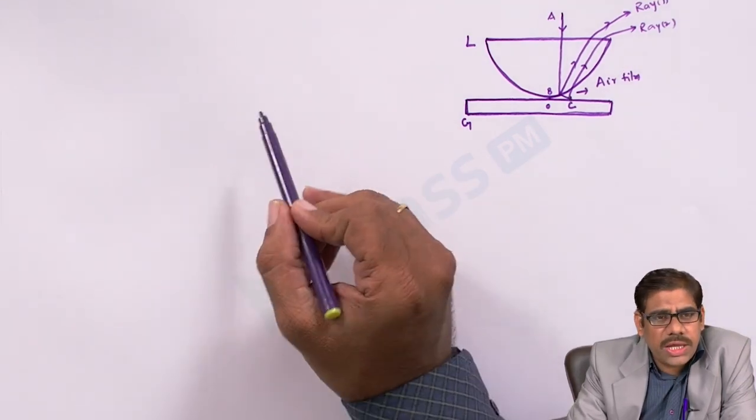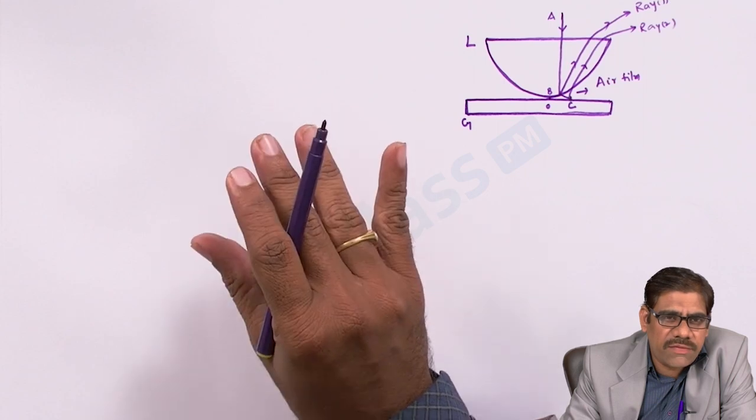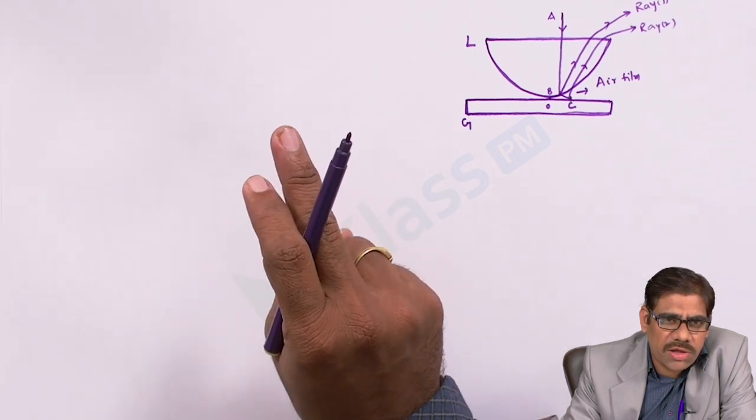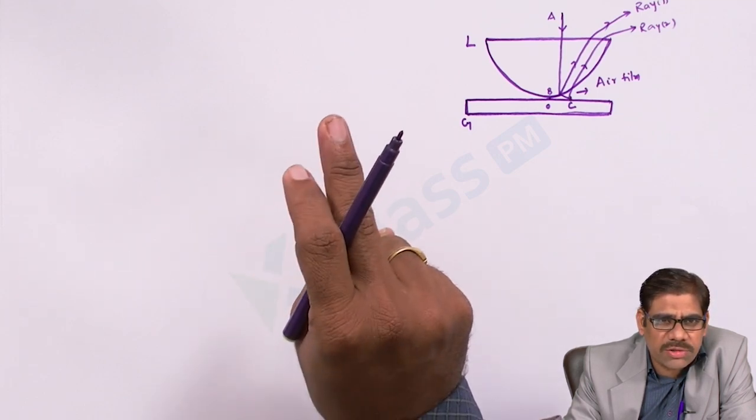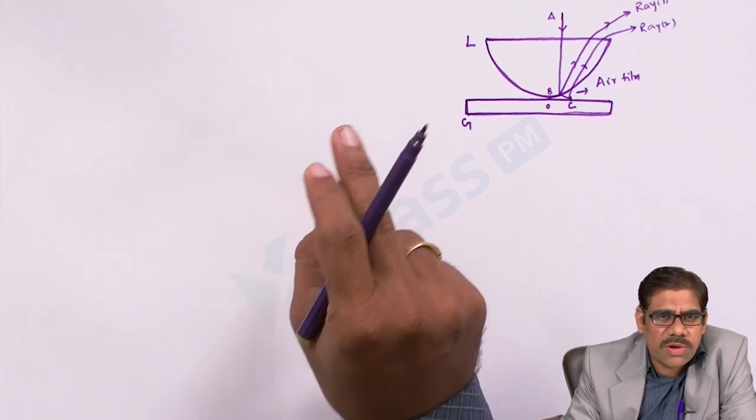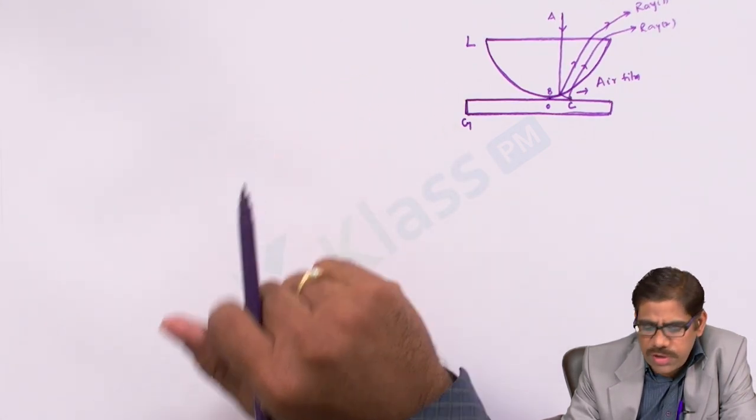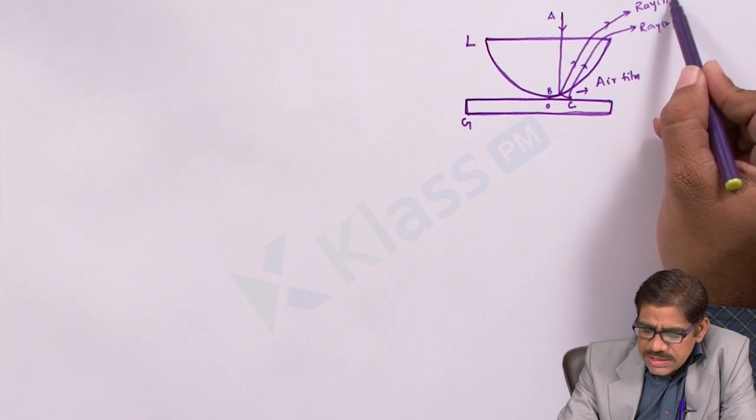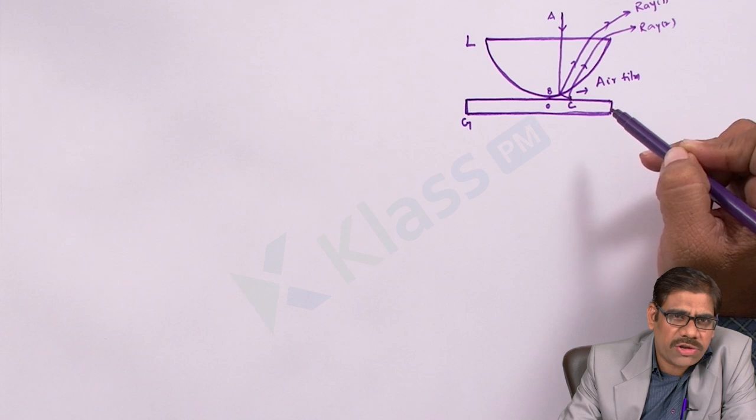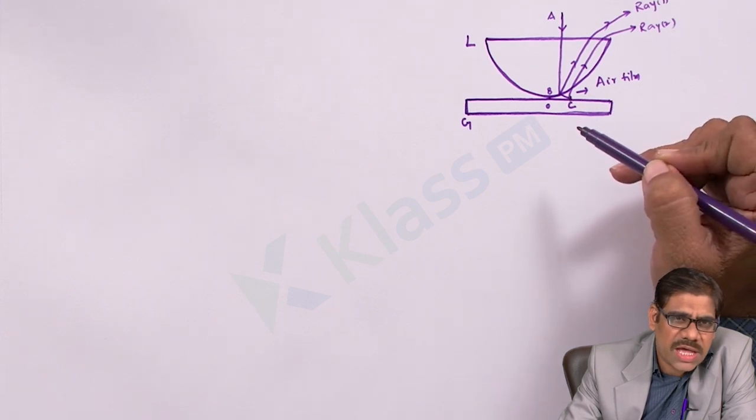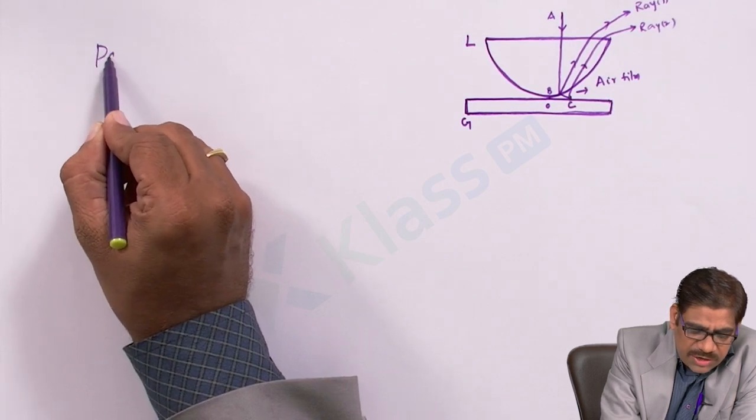Now, here the Newton's rings are basically formed with respect to the incident ray, the top of the convex lens and the bottom of the glass plate, with respect to the air film of thickness small t. Because of this, the Newton's rings are formed. Now, the path difference between these two rays, ray 1 and ray 2, with respect to the plain glass plate and the convex lens, is to be found out. Therefore, we write it as the path difference.